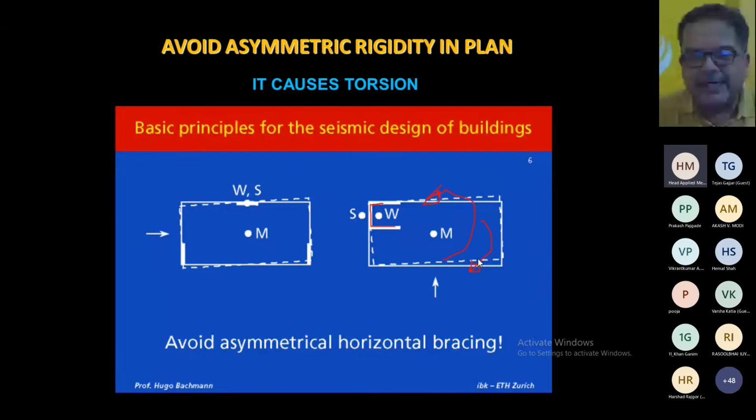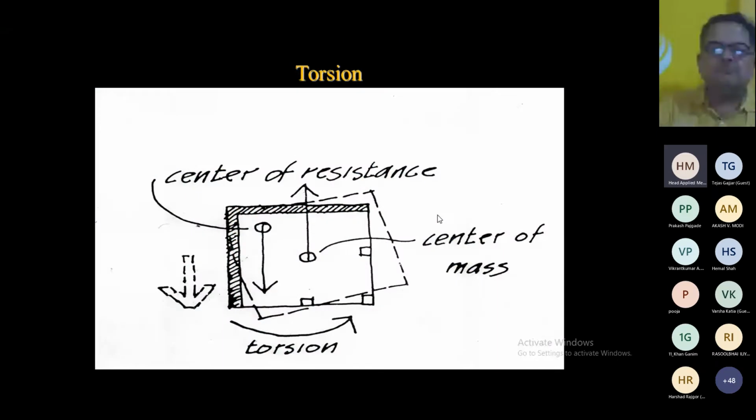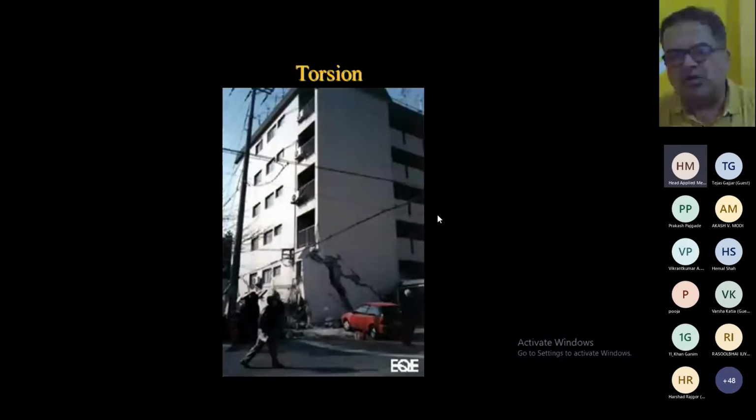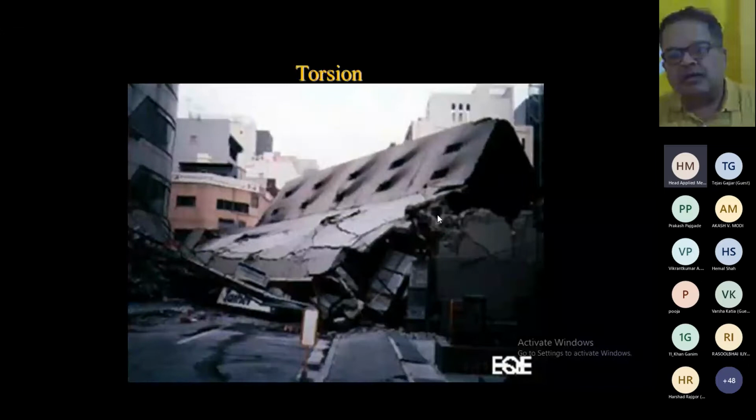You can understand here. The center of stiffness is moving to this side, right? This is the center of mass. So there is a clear gap between the center of stiffness and the center of mass. And then what will happen? The rotation of the slab induces torsion in the column, right? So this is the torsion in your structure, and so many failures have been observed because of the irregularity.